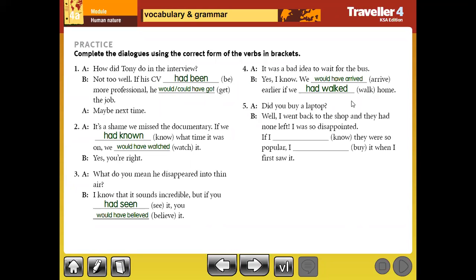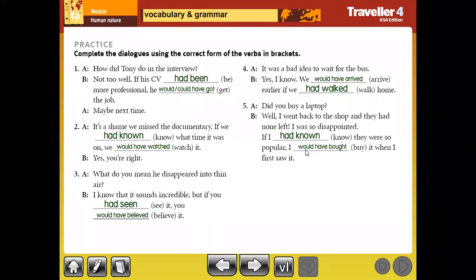Did you buy a laptop? Well, I went back to the shop and they had none left. I was so disappointed. If they were so popular, I buy it when I first saw it. The if clause will consist of what? If I, where are the answers? I'm waiting for your answers. If I had known, I would have bought.